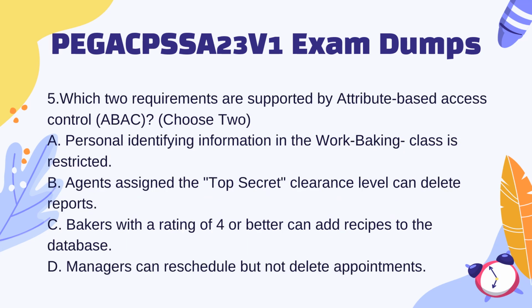5. Which two requirements are supported by Attribute-Based Access Control (ABAC)? Choose 2. A. Personal identifying information in the work baking class is restricted. B. Agents assigned the top secret clearance level can delete reports. C. Bakers with a rating of 4 or better can add recipes to the database. D. Managers can reschedule but not delete appointments.